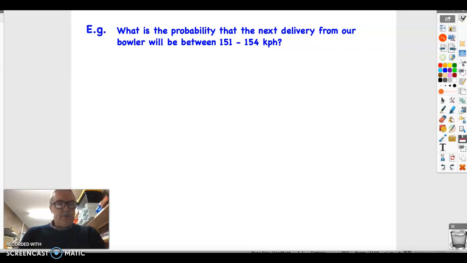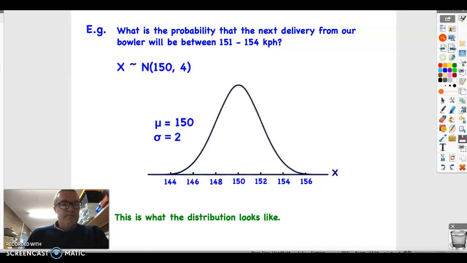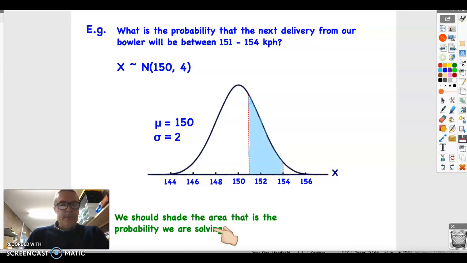So let's use this distribution to calculate an example. What is the probability that the next delivery from our bowler will be somewhere between 151 and 154 kilometers per hour? Here's our normal distribution, the sketch that we've just seen, and I've shaded in the area that we're talking about. So there's 150, 151, up to 154. The probability that we are calculating is equivalent to the area that we have shaded in this probability density function.